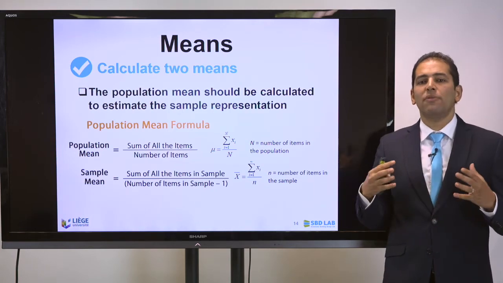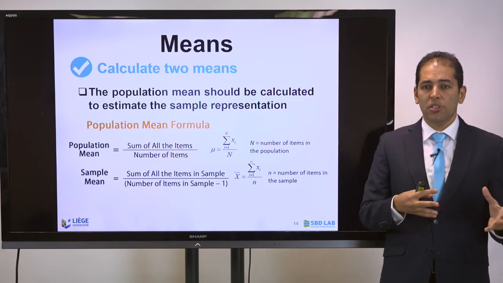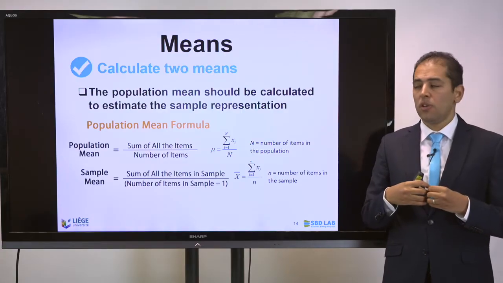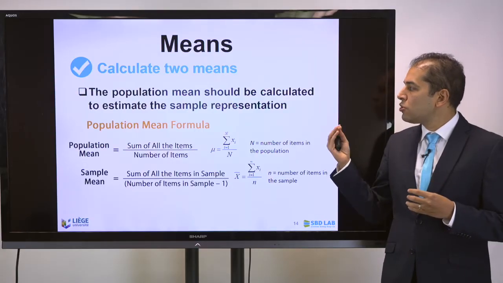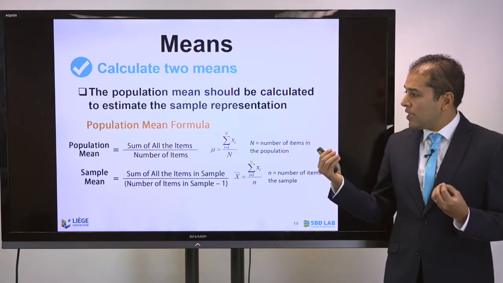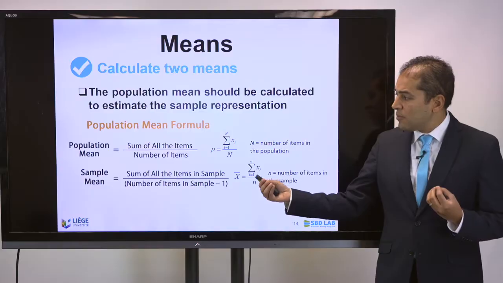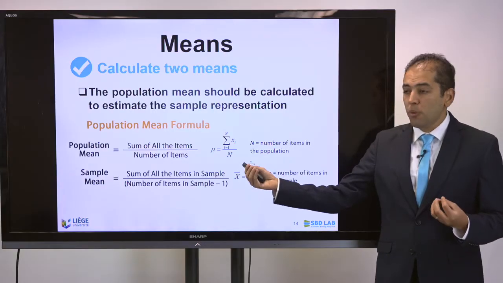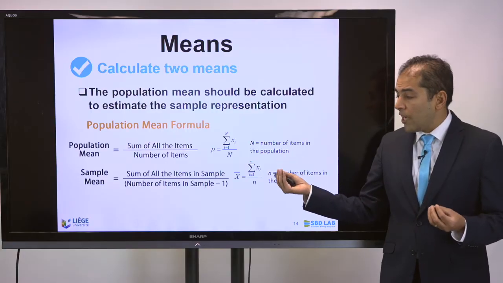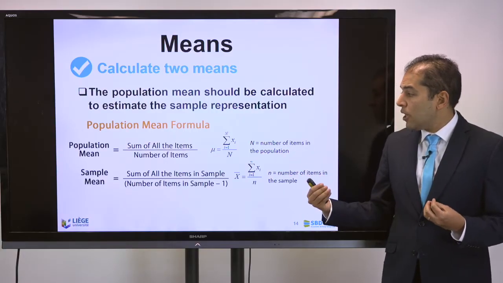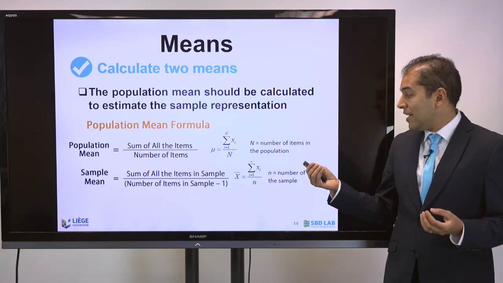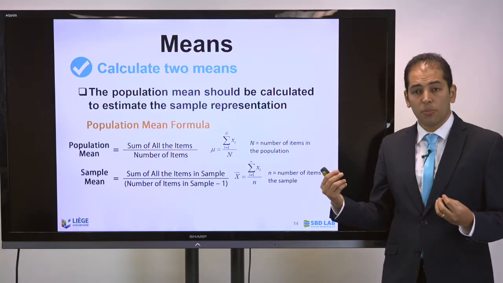And always we will have two means. One mean for the population and one mean for the sample, the data we collected for our sample. So the population mean should be calculated to estimate the sample representation, and as you can see in the formula, we will have simply the mu, which is the population mean, which is the sum of all items that we measured divided by the number of items, capital N.